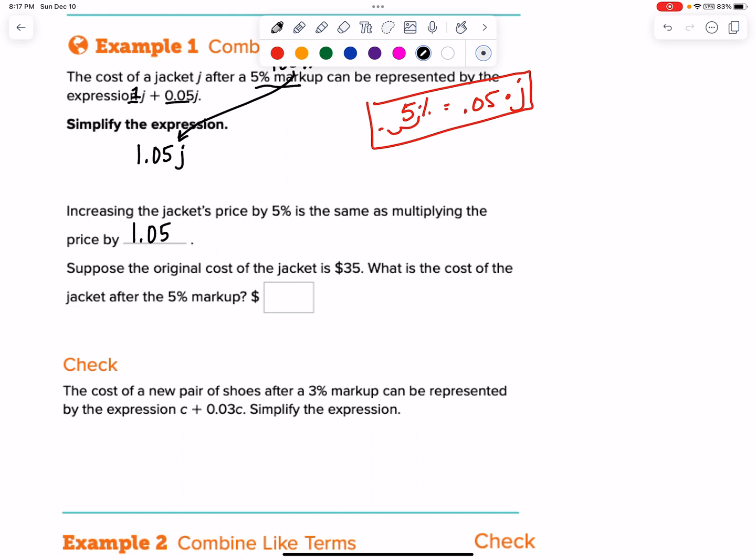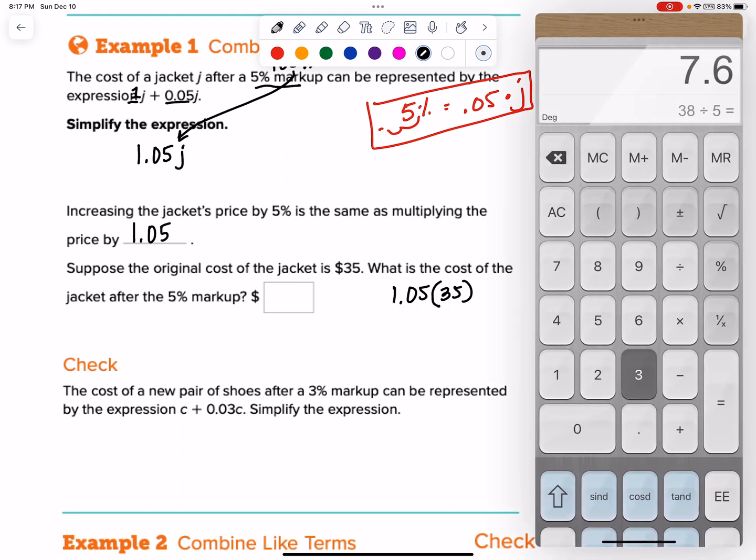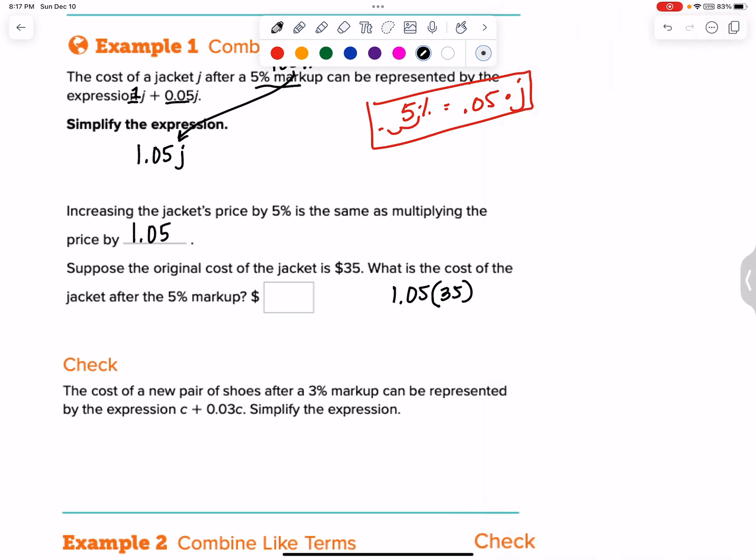So we would have 1.05 times J, which they're saying the jacket cost is $35. Okay, so if we mark that up, we have 35 times 1.05, and we have $36.75.